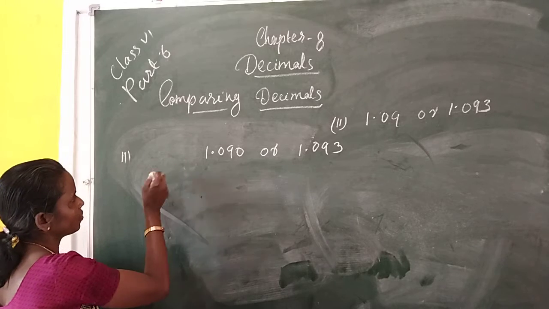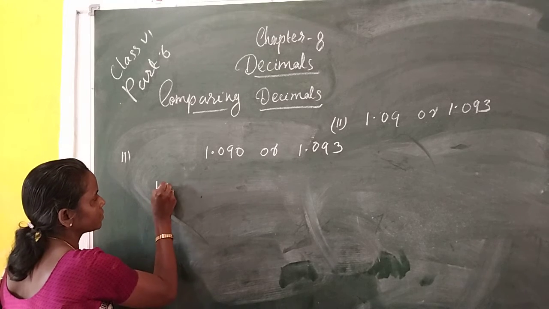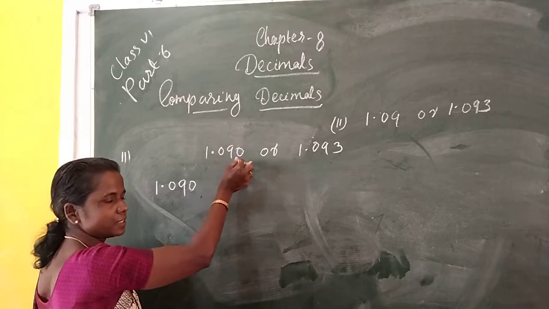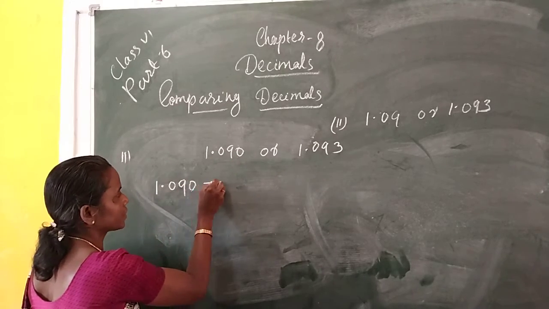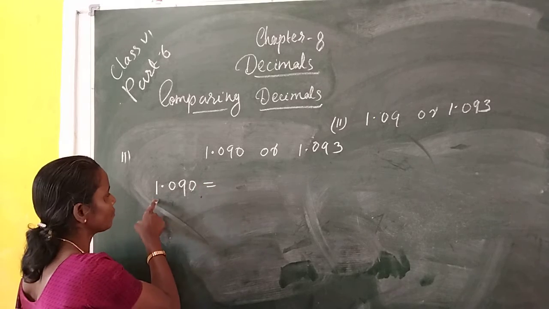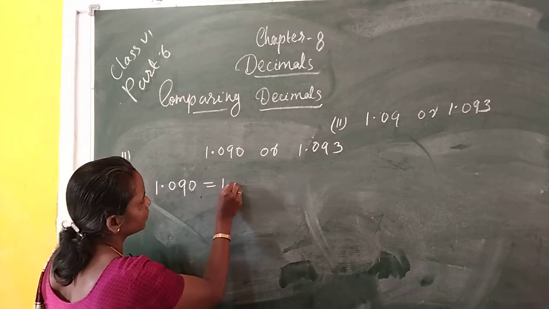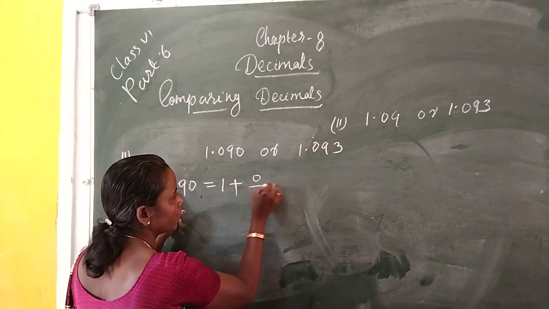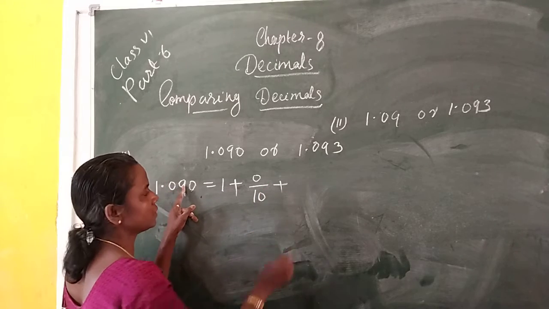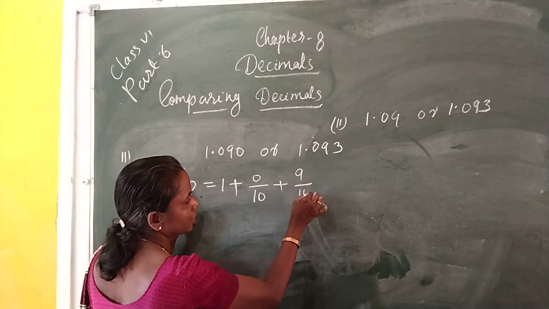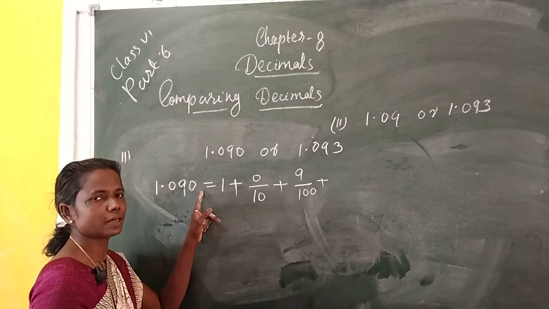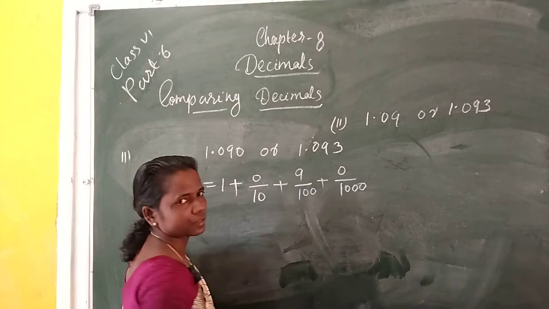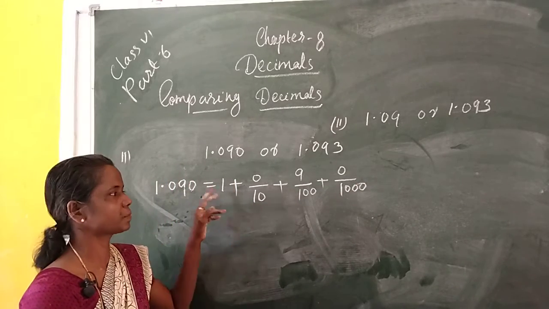Then we write its expanded form. 1 decimal 090. When we put 0 here, its value is not changed. Then it is equal to whole number part, which number? 1. So 1 plus 10th place, which number? 0 by 10 plus 100 place 9 by 100. Then which place? 1000 place, then 0 by 1000. Is it clear?